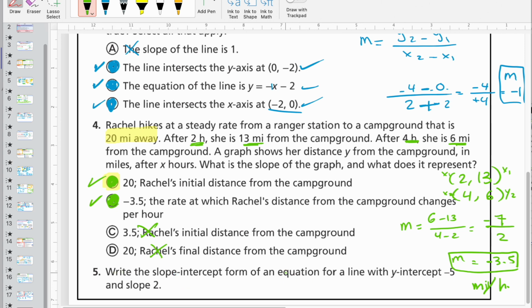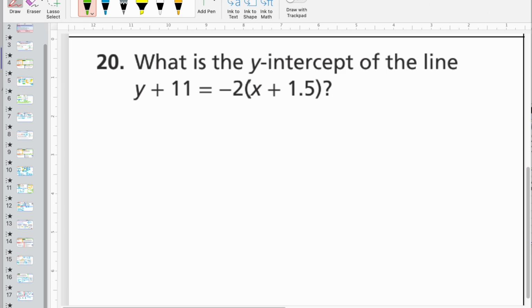Write the slope-intercept form for the equation of a line with y-intercept of -5. This is b, and the slope is 2, and this is m. So it's basically y equals mx plus b, so plus -5, which is going to give me the equation. That's it. Easy. Okay, let's do these questions.